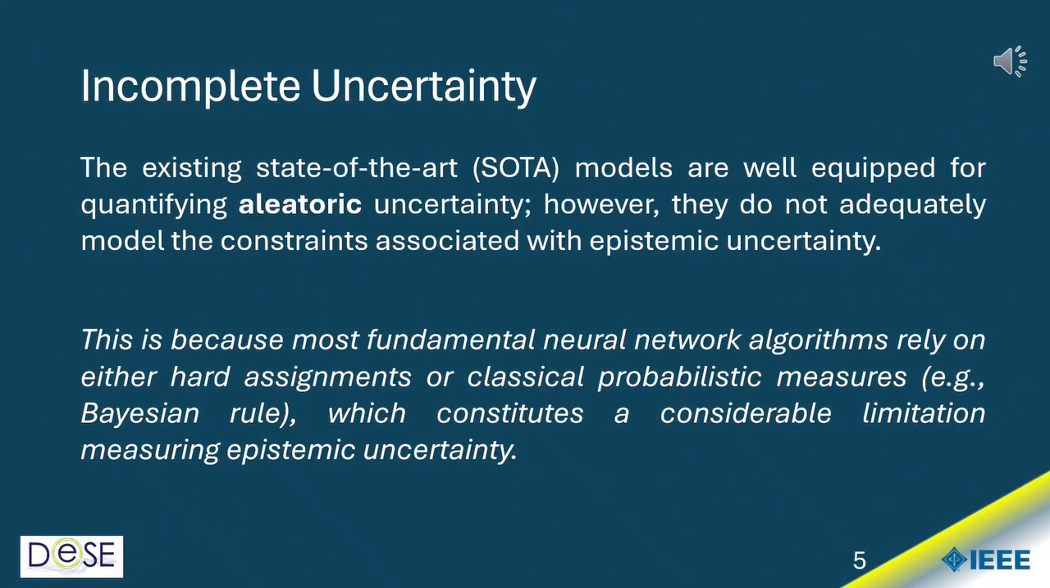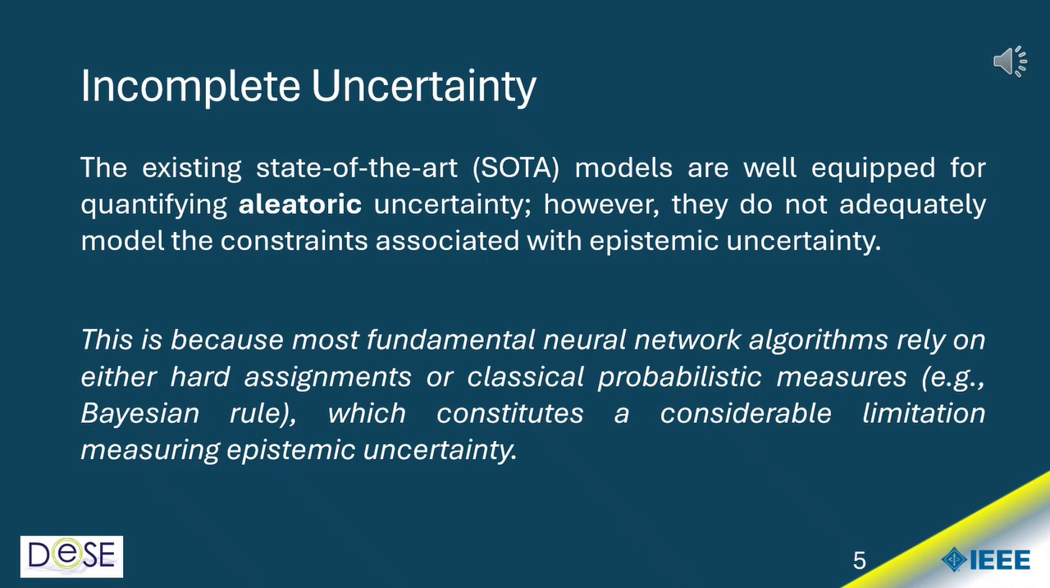The existing SOTA models are well equipped for quantifying aleatoric uncertainty. However, they do not adequately model the constraints associated with epistemic uncertainty. This is because most fundamental neural network algorithms rely on either hard assignments or classical probabilistic measures, for example, Bayesian rule, which constitutes a considerable limitation in measuring epistemic uncertainty.